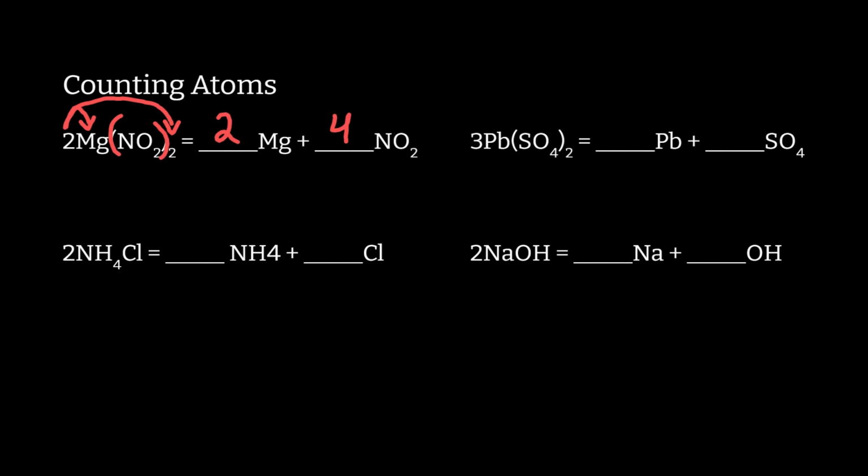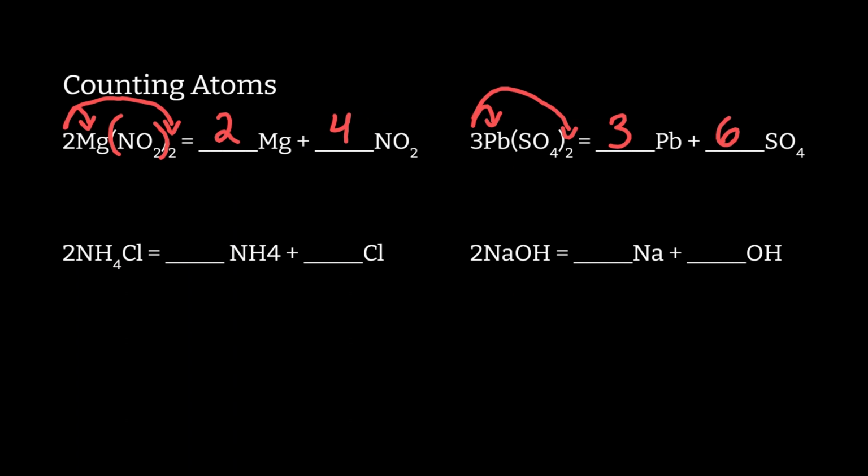Let's take a look at another example. We have our 3Pb(SO4)2. This 3 will multiply our lead, ending up with 3 atoms of it. Now, the SO4, because it is in parentheses and a polyatomic, we are going to keep it together as a single unit. So this means that this 3 is going to multiply the 2 on the outside. This means that we are going to end up with 6 units of our SO4.